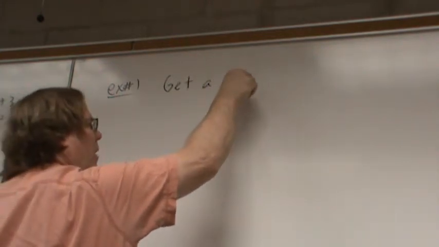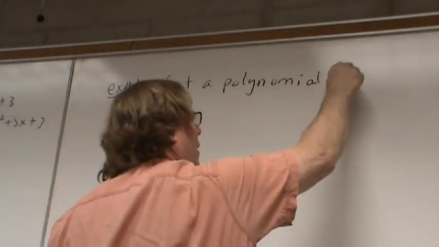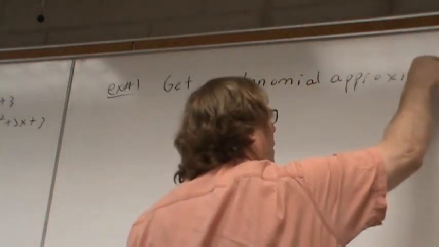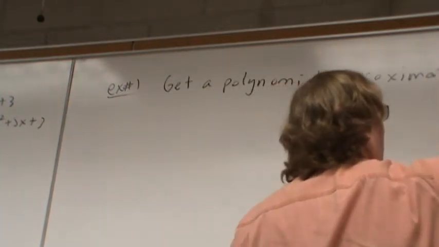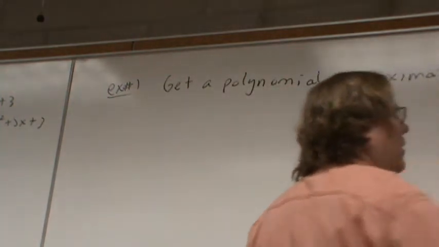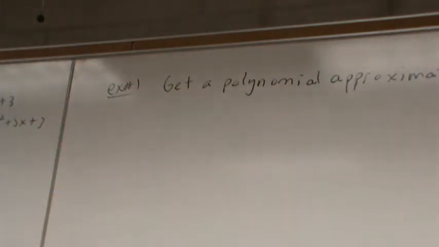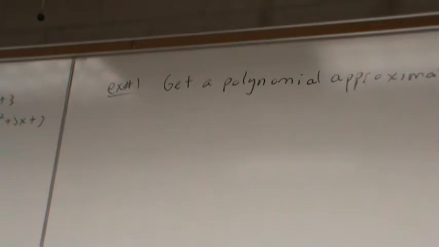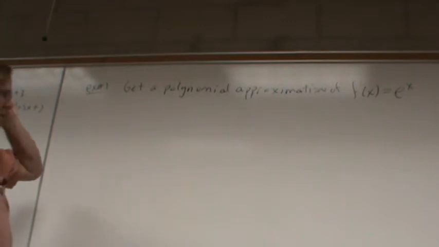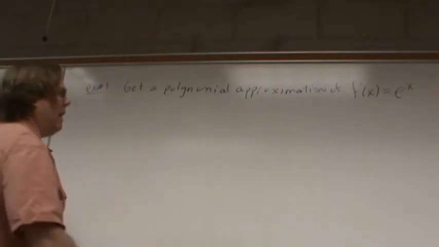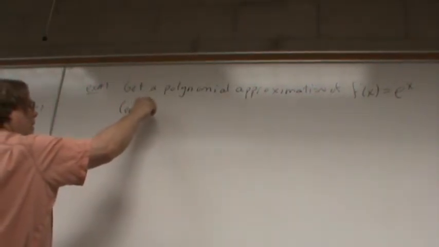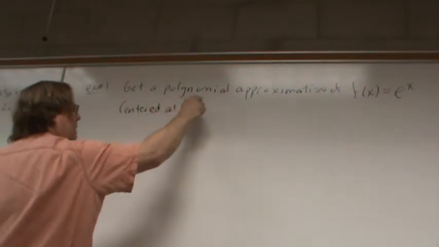Get a polynomial approximation of f of x equals e to the x power. For my weird function, I have to choose something kind of easy because this is the first time doing it. And then I need to say where my C is, where the center of my neighborhood is, where I want it to hug the function. I'm going to say centered at x equals 0.